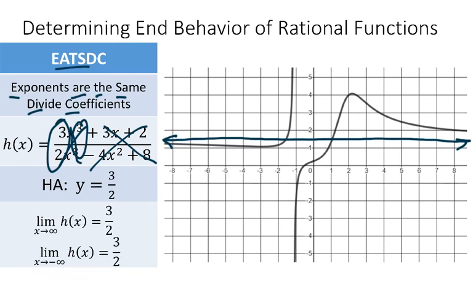So the EATS DC, this one's really nice. Once you notice the pattern here, if it's asking for a horizontal asymptote, you can just divide the coefficients.